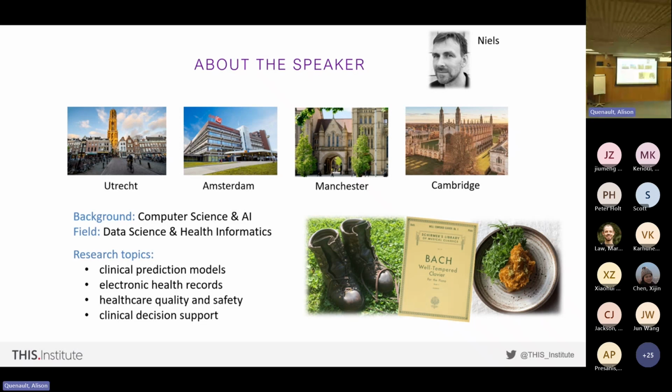Okay. So before I start talking about that, let me tell you a little bit about myself. I actually only recently started here in Cambridge, a couple of months back in January. Before that, I was in Manchester for 10 years. Before that, I was in Amsterdam and I was trained in Utrecht in computer science and AI 10 years ago. Now, I wouldn't describe myself as a computer scientist, I guess. I was trained like that. So I think my field is data science and health informatics. I work on clinical prediction models, electronic health records, healthcare quality and safety, and clinical decision support systems. When I'm not doing that, in my free time, I do things like hiking, playing piano, and eating good food.